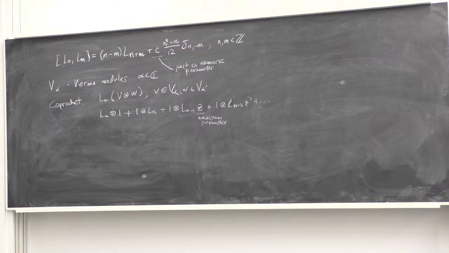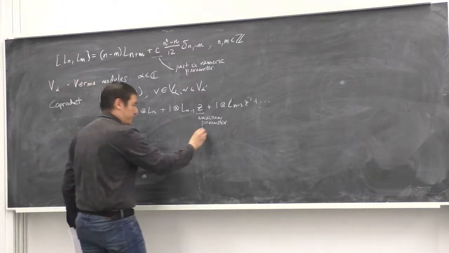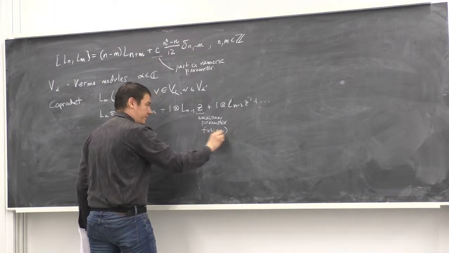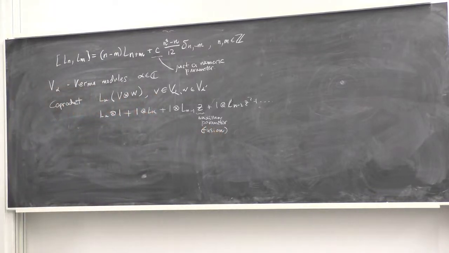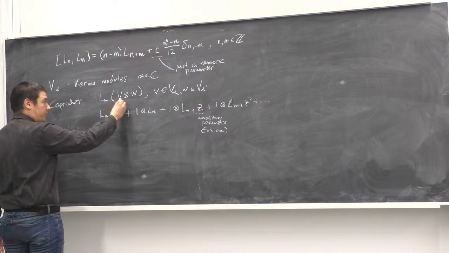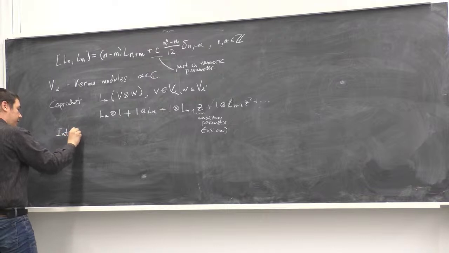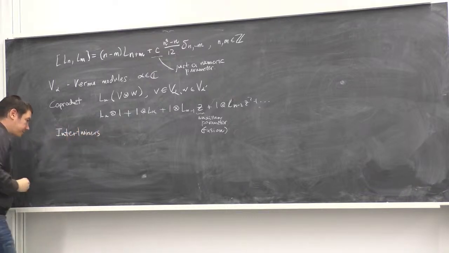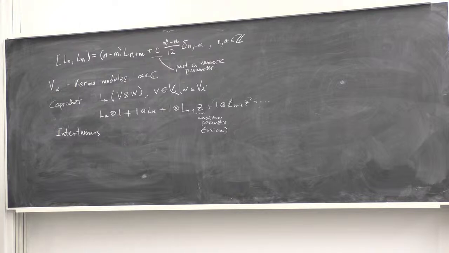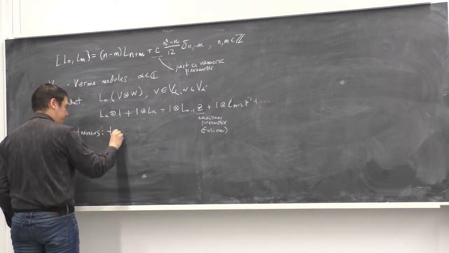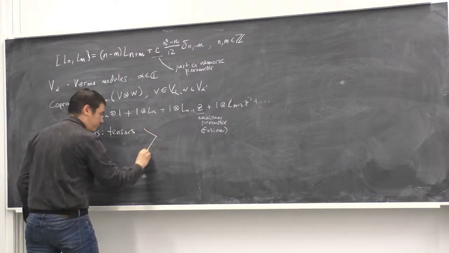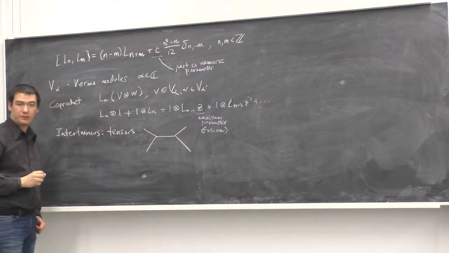Yeah. Okay, so this parameter sometimes is called a fusion parameter. And this is the situation with the regular Virasoro. Now, as you have a definition of the action of the algebra on a tensor product, you can define what's called intertwiners in mathematics. So intertwiners are really tensors of the form, for example, this is a 4-point intertwiner.